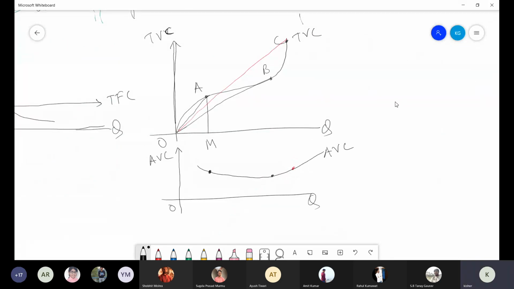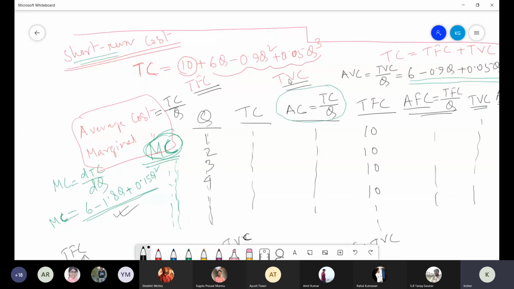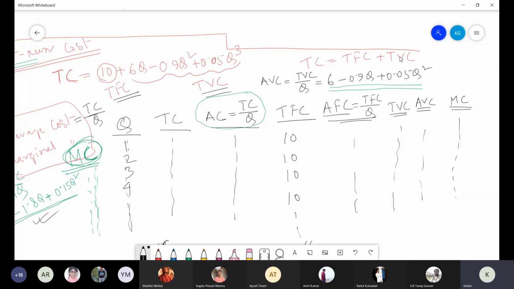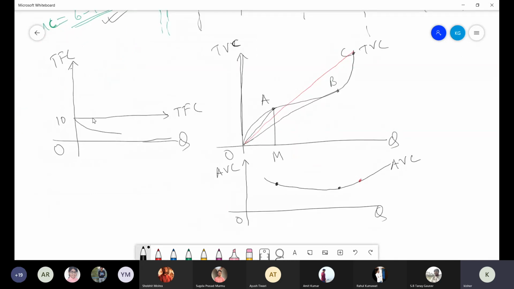And what is your total cost? Total cost is nothing but TFC plus TVC, the summation of fixed cost and variable cost. You already know this. Here also it is written: total cost is TFC plus TVC. So what we are doing here, TVC and TFC: it starts from 0, but when we add the fixed cost component 10, it will start from 10. But more or less it will have the same shape.